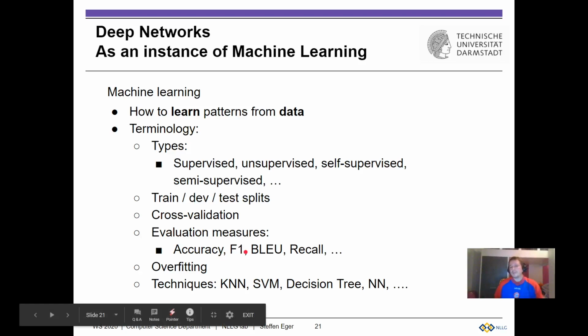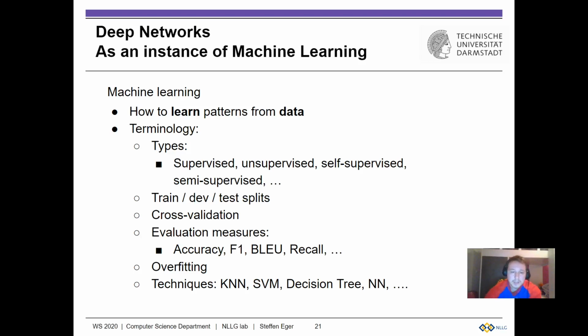F1 is used when you have an imbalanced data set. Let's assume most instances are of class 1 and only a few are of class 0. Let's say a very rare disease. Most people just don't have it, so they're all zeros, and just a few people have it, so they are ones. And then it's very easy to get a high accuracy. If you just predict that nobody has it, then you get a high accuracy.